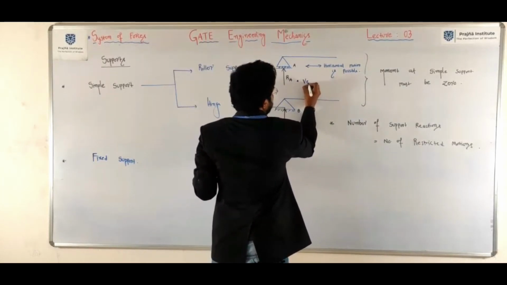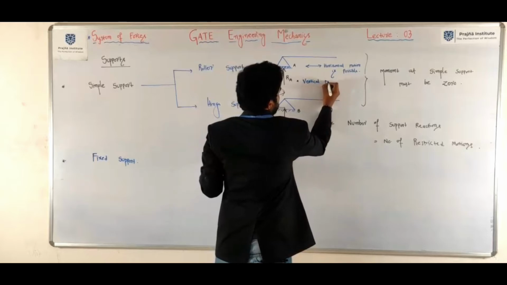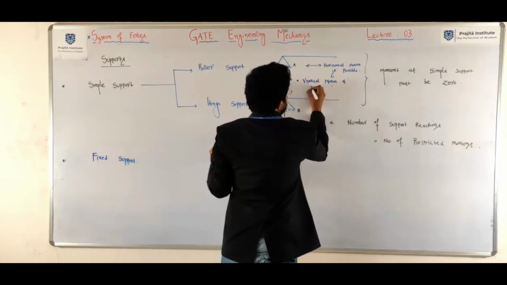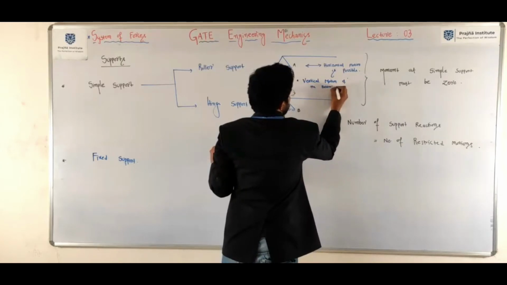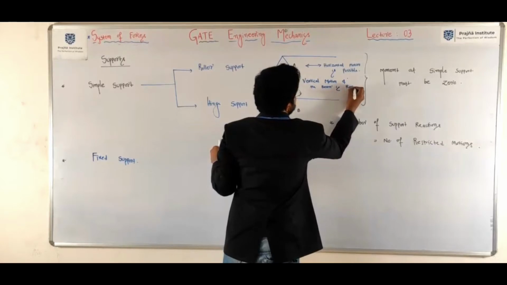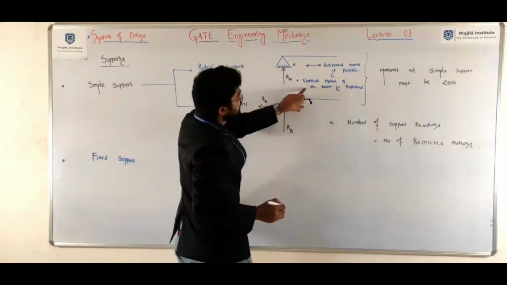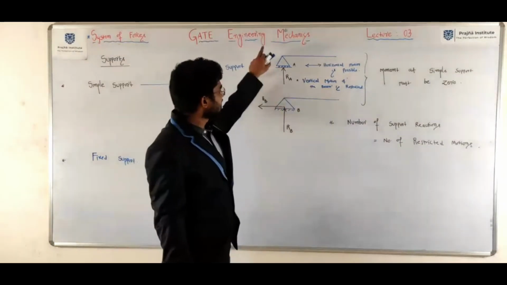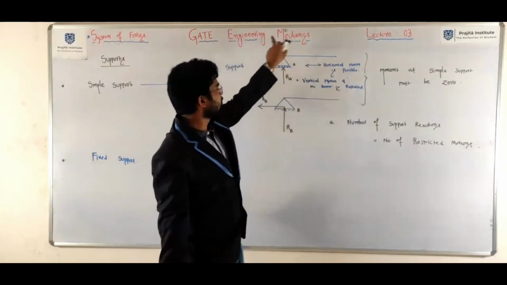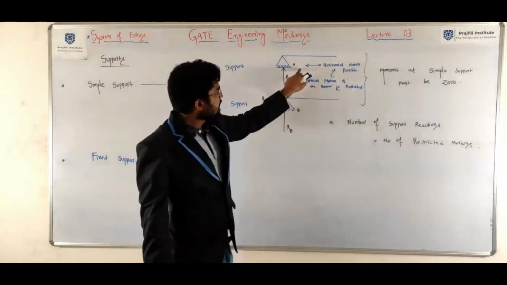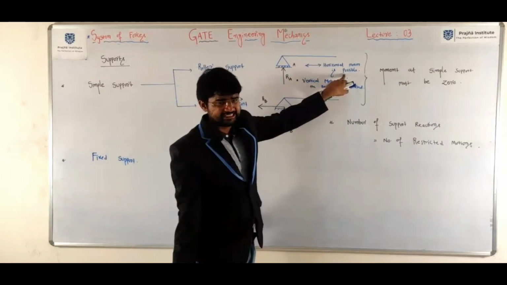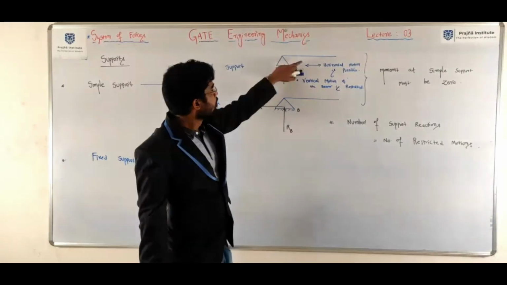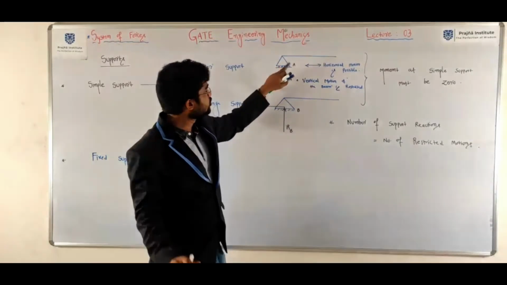Here, vertical motion of the beam is restricted. That is why reaction came in that direction. Here, normally one vertical motion, horizontal motion, and moment. Okay, here horizontal motion is allowed. There is no reaction. Vertical motion is restricted. That is why you got one reaction. Moment also allowed. There is no moment here.